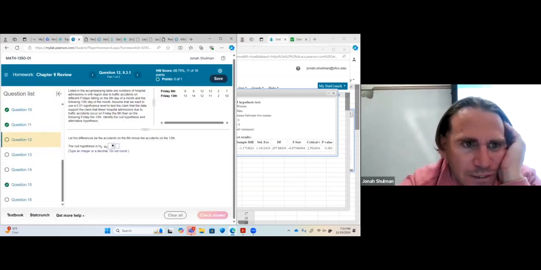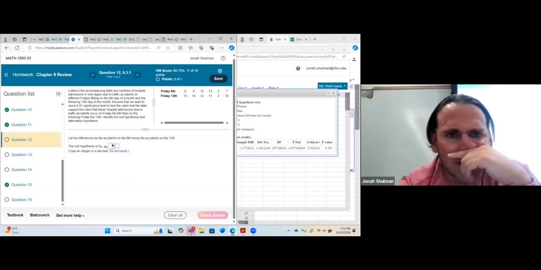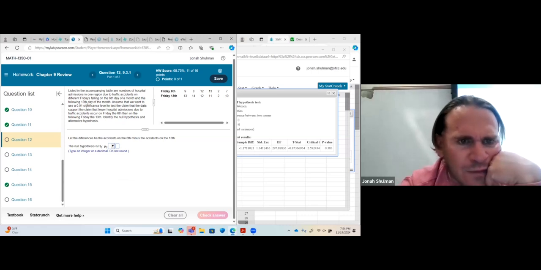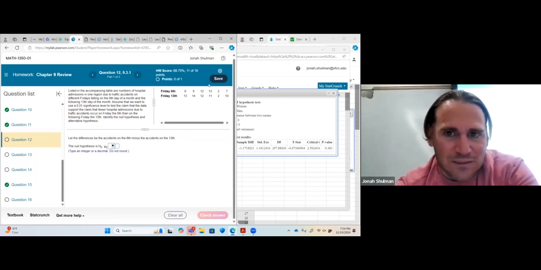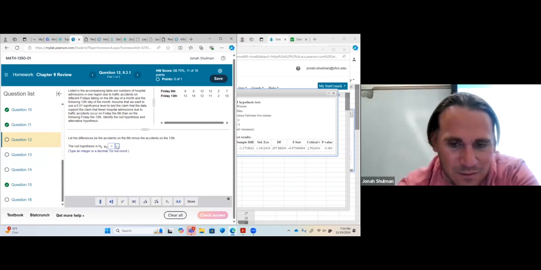Listed in the accompanying table are numbers of hospital admissions in one region due to traffic accidents on different Fridays, falling on the 6th day of a month and the following 13th day of the month. Assuming that we want to use 0.01 to test the claim that fewer admissions at the hospital due to traffic accidents occur on Friday the 6th than Friday the 13th. What a morbid thing. So the null hypothesis would be that this is equal to 0.